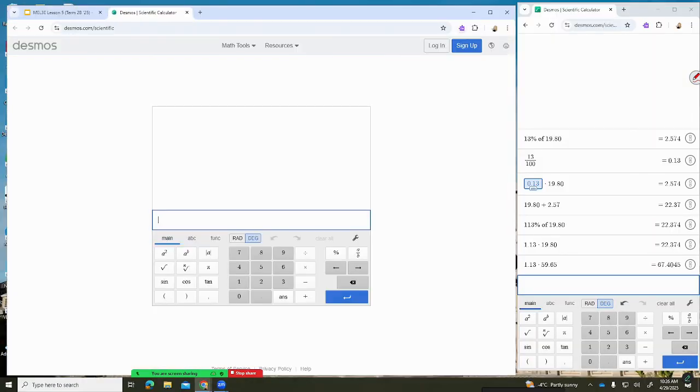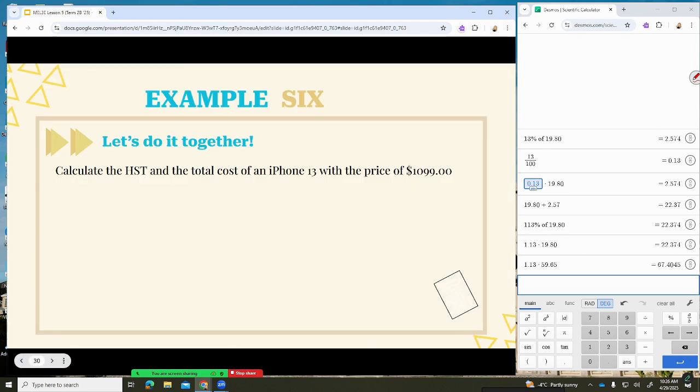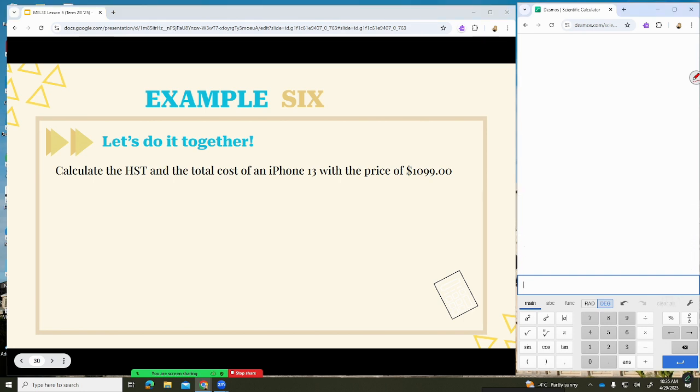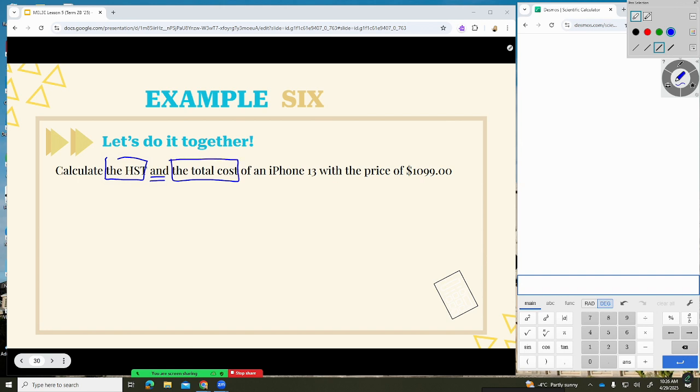Let's practice an example. Example 6 asks us to calculate the HST and the total cost of an iPhone 13 with the price of $1,099. Here it's specifically telling us what we need to do, which is why we need to read the question carefully. We need to find the HST and the total cost. Therefore, we cannot use method 2. I cannot just jump straight to 113% because I have to show what the HST is.